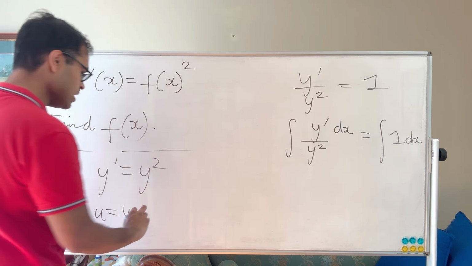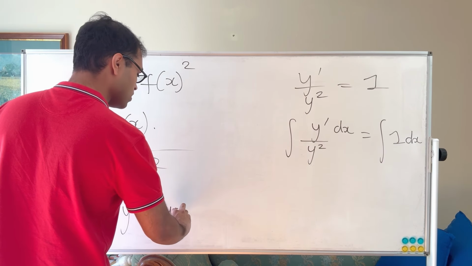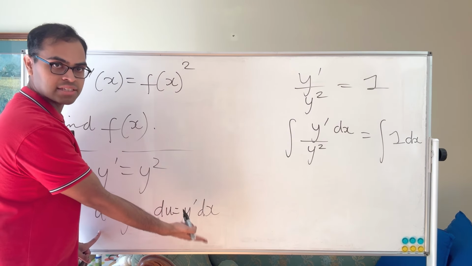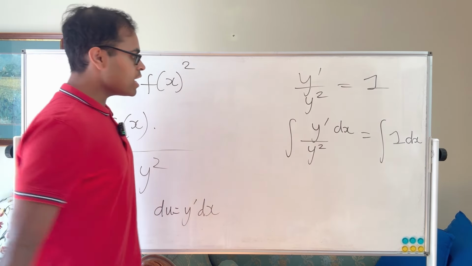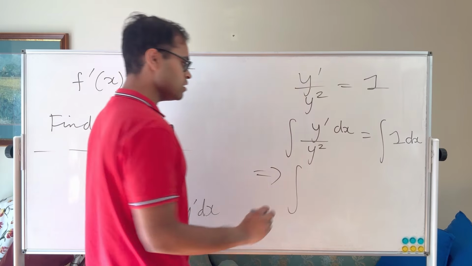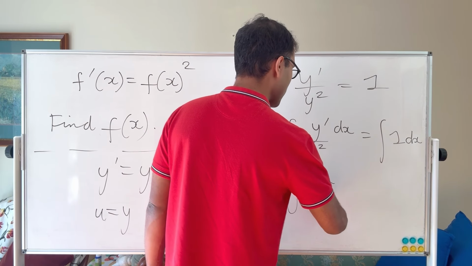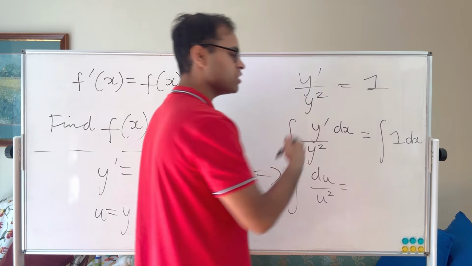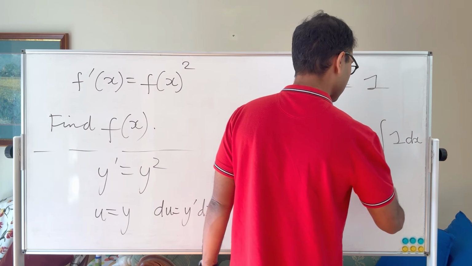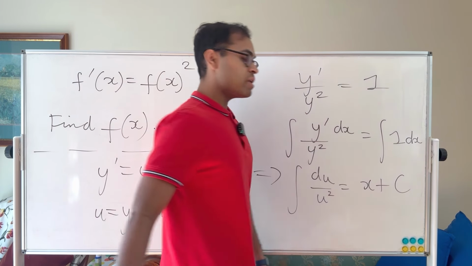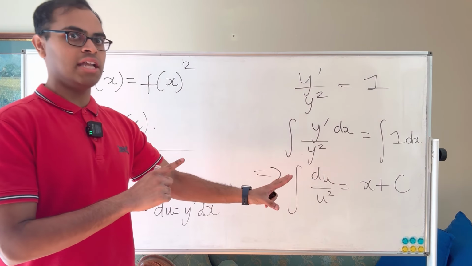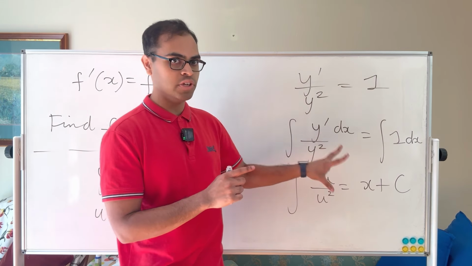If u is y, then du equals y prime dx. You differentiate y with respect to x, that's y prime, times dx. So the integral of y prime dx over y squared becomes the integral of du over u squared, and this equals the integral of 1 dx, which is just x plus a constant. I'm going to get to this constant soon. It's a subtlety, so make sure you watch till the end. It's something really subtle here.